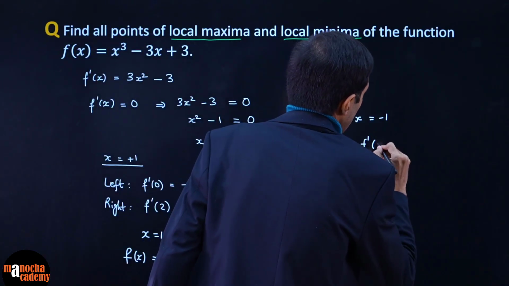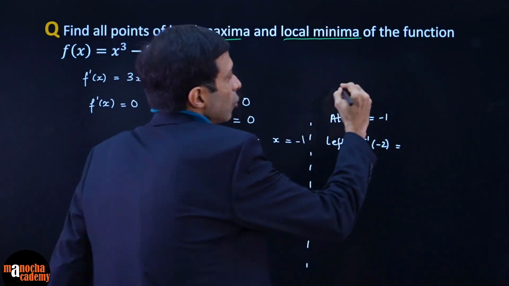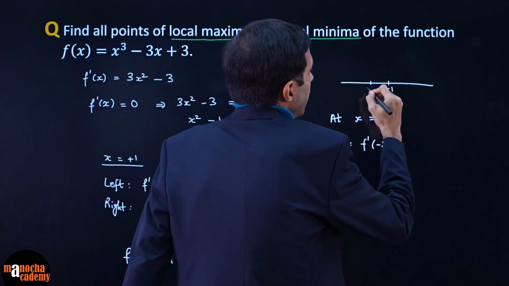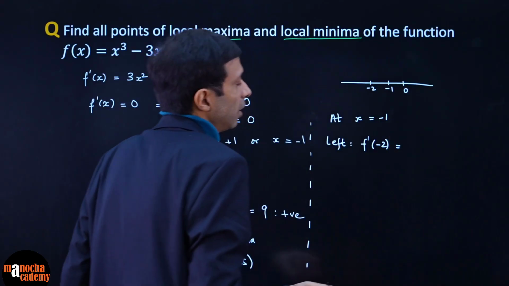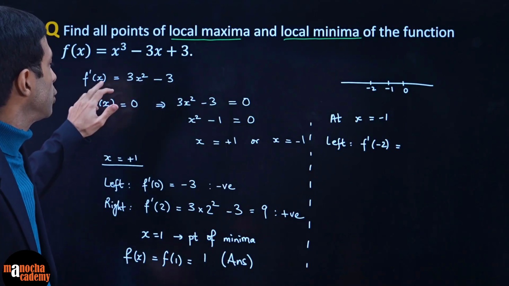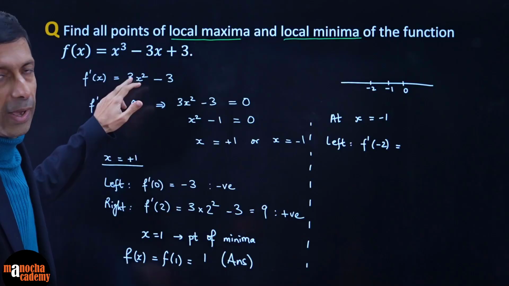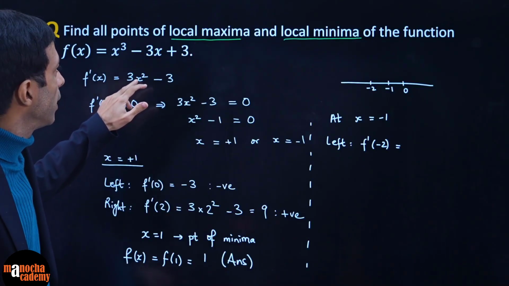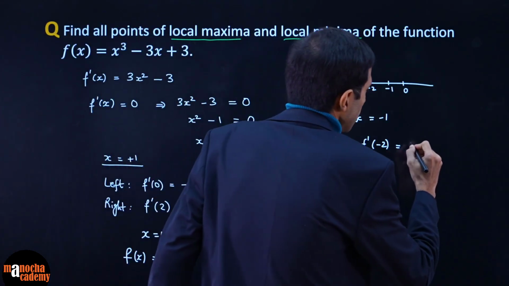Okay, sorry, my mistake. Because we are doing this on the number line, basically here this is minus 1. So to the left of it I am taking minus 2. To the right of it, let's say I take 0. Okay. So f dash of minus 2 is how much? Again put it in f dash of x. So there you have minus 2 whole square, which is 4 times 3, 12. So this will give me 9, which is positive.